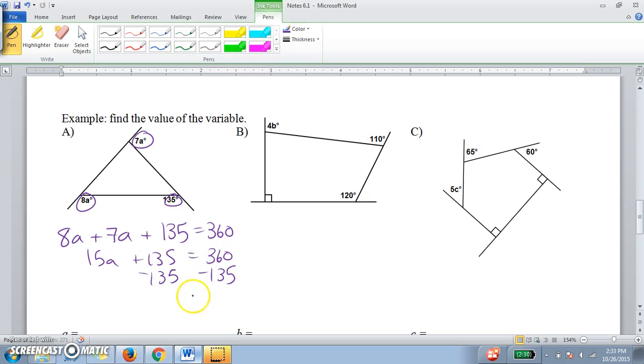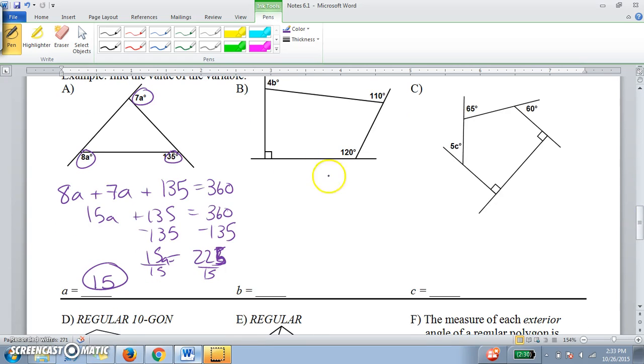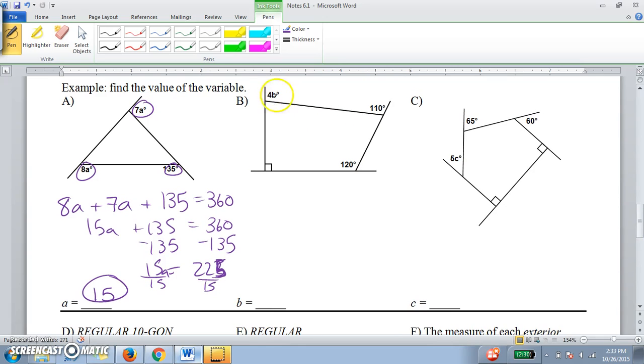Subtract 135, get 225, whoops, 225. And then finally divide by 15 to get 15 for A. Solving for the variable. All right, same thing here, except now these two are exterior, these two are interior.